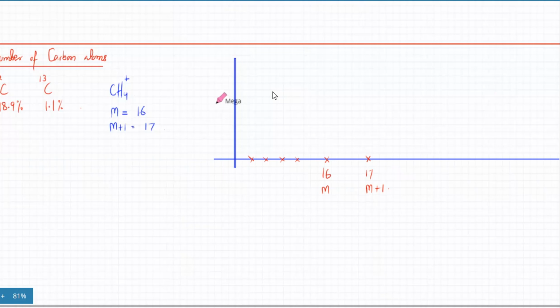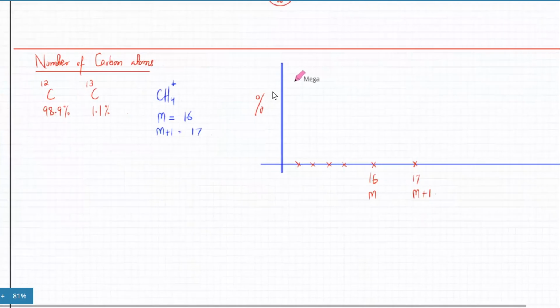अच्छा, percentage abundance क्या होगी? What is the probability of getting 16? Like, what is the chance of getting 16? कितनी probability है? 98%. यानी almost 99%, ठीक है. And what's the probability of getting 17? मतलब carbon 13 आने के 1%, ठीक है. So that means कि 16 के ऊपर detection बहुत ज़्यादा होगी, ठीक है. और 17 के ऊपर detection जो होगी वो बहुत ही थोड़ी सी होगी.